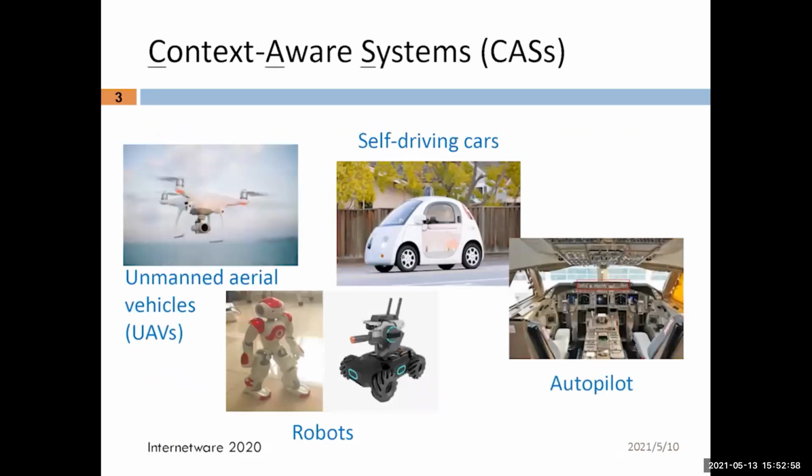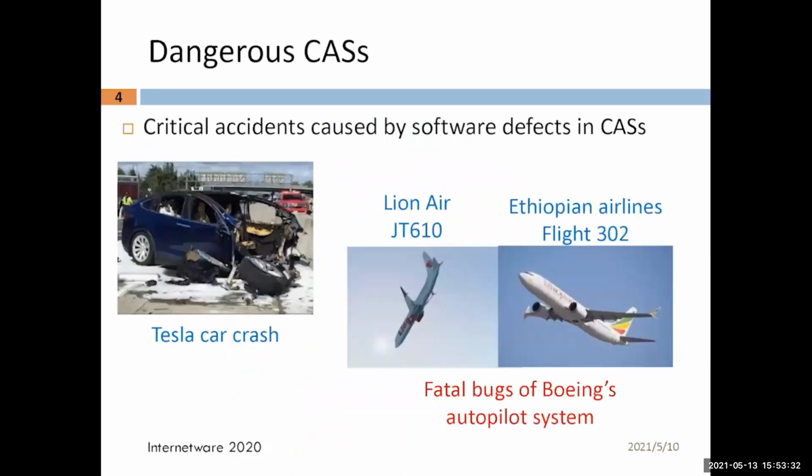The development of context-aware systems echoes the vision of Internetware by integrating cyber and physical space. These systems continually sense environmental changes, make decisions based on pre-programmed logic, and then take physical actions to adapt to the changes. Typical CAS include unmanned aerial vehicles, self-driving cars, robots, and autopilot. However, empirical evidence shows that building CAS is challenging and error-prone, such as the crashing of Tesla's self-driving car and the failure of the autopilot program of Boeing airplanes.